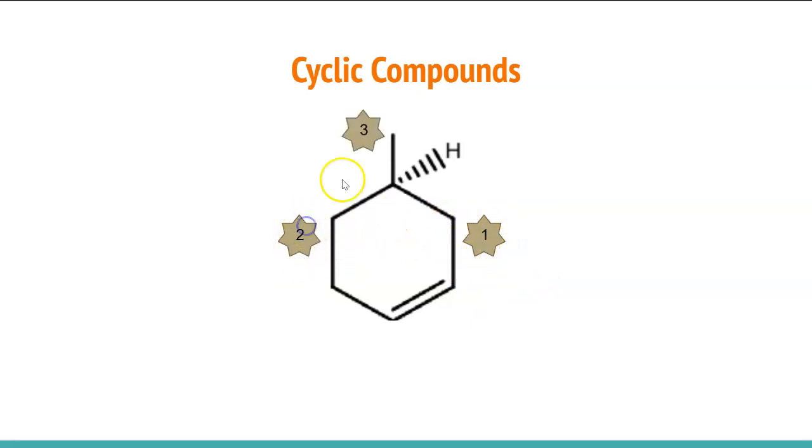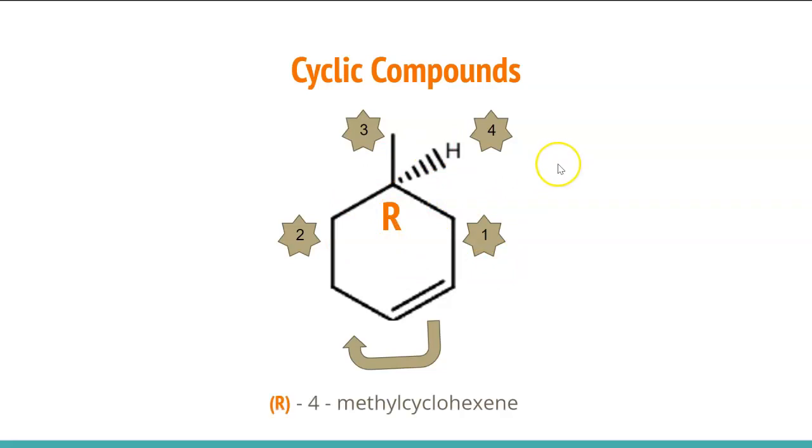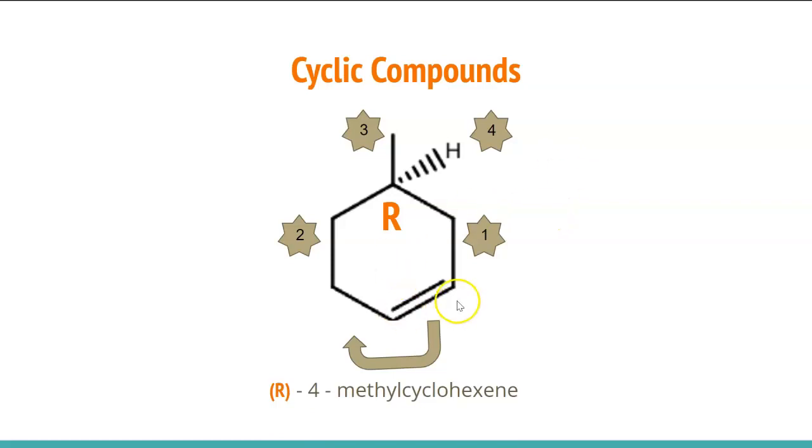Because of that extra carbon, this priority over here is number 1. Number 2 on this side, the methyl group gets number 3, and then the hydrogen on the dash gets number 4. Again, we're moving in a clockwise rotation, which means that this is an R. So we're looking at R for methylcyclohexene. And I'm not going to go over naming rules, but just remember it's an ene because of the double bond.